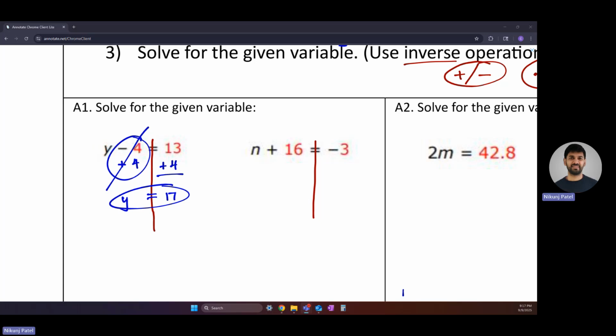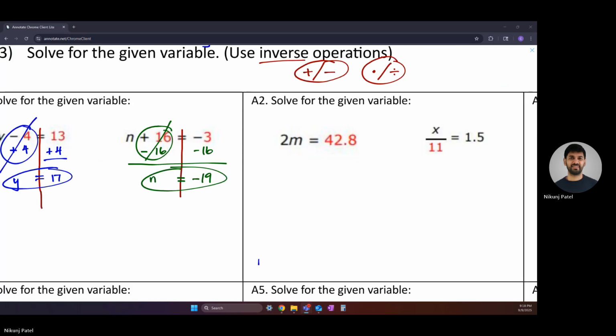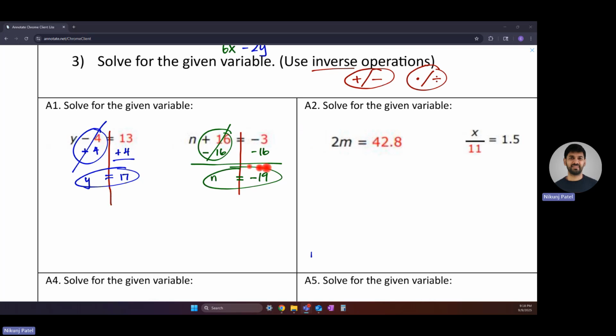Or we have an example over here where we have plus 16, so we can subtract it from both sides. We see that this one is inverses of each other, cancel. So now we have n isolated, n equals negative 19. There's your solution. And now we can verify negative 19 plus 16 equals negative 3. We can always check by plugging our solution into the original equation. So these first two examples are inverses using addition and subtraction.